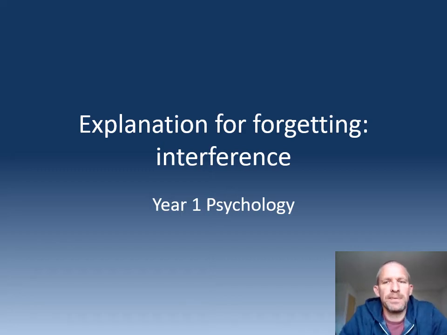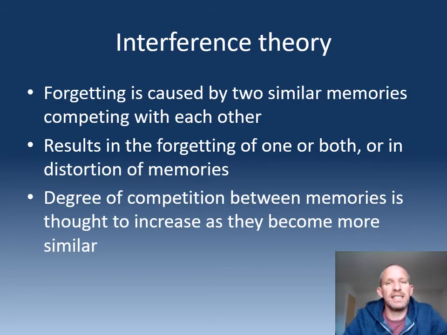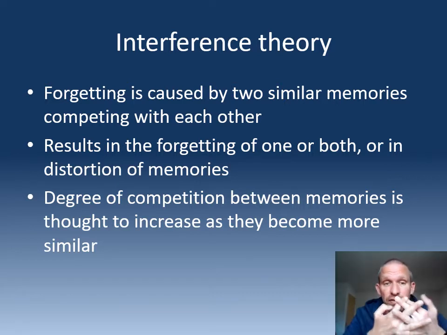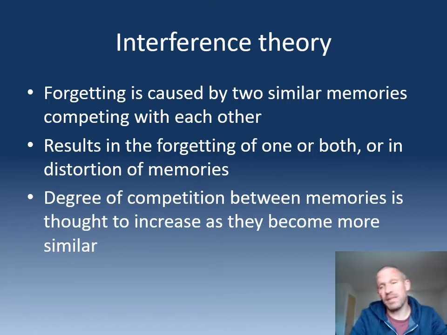So there's two explanations for forgetting that we need to look at. The first is interference, and then we have retrieval failure due to the absence of cues. So interference first of all. Basically, this is when two memories compete with each other in LTM, resulting in one or both being forgotten, or sometimes a sort of distortion, a sort of mixing up of the two. And the proposal is the more similar these memories are, the greater the likelihood of interference taking place.